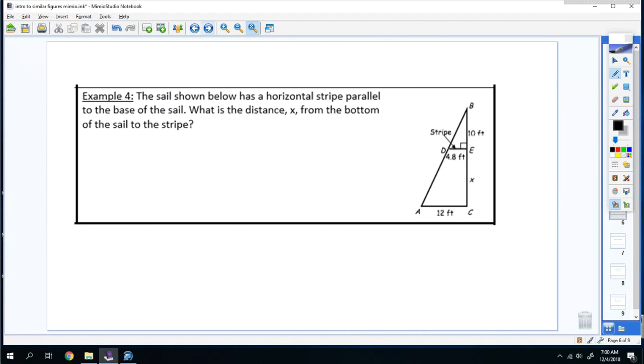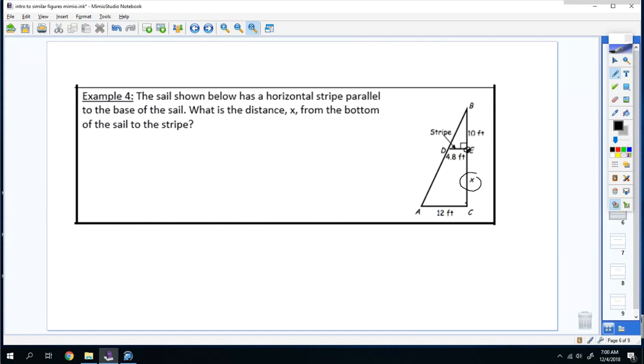All right, the last one would be a relatively close-to-STAAR question. It says the sail shown below has a horizontal stripe parallel to the base of the sail. What's the distance x from the bottom of the sail to the stripe? So I'm trying to find this length from E to C. All the other problems we looked at had two shapes being compared to each other. Well, this is one shape, but it actually has a shape within it. And those are harder for me to read.